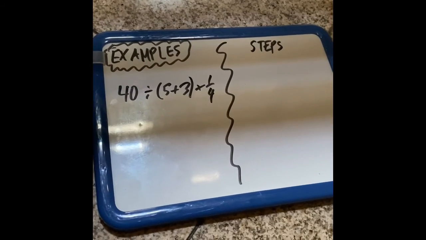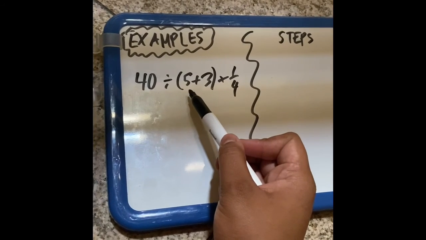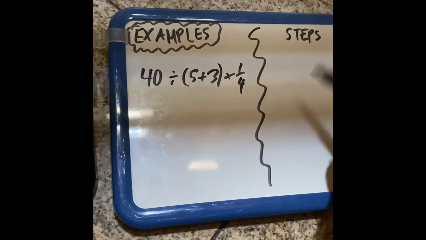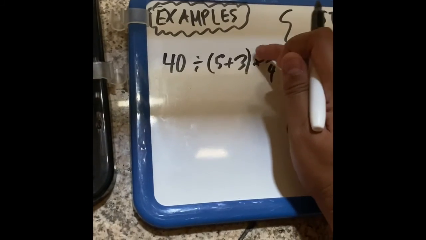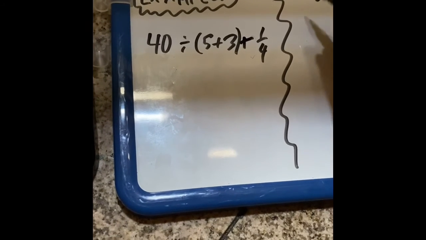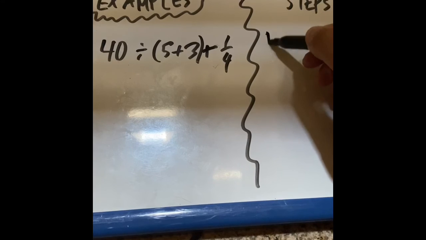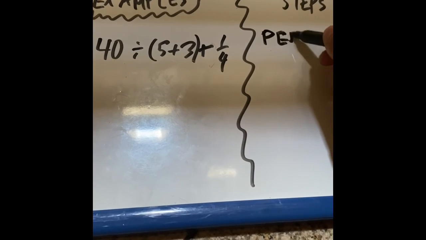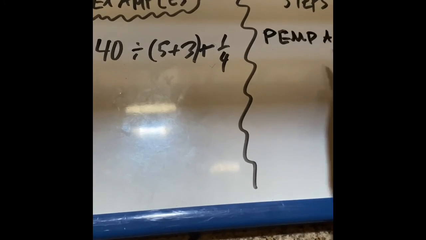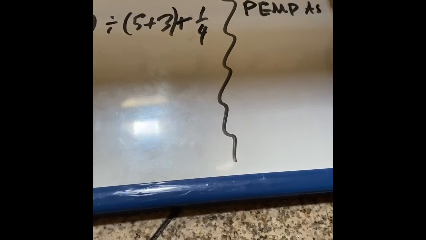So, let's look at this example. 40 divided by, open parentheses, 5 plus 3, plus, excuse me, my handwriting is so horrible, 1/4. Now, you notice that we have been talking about PEMDAS, or for lack of a better term, order of operations.